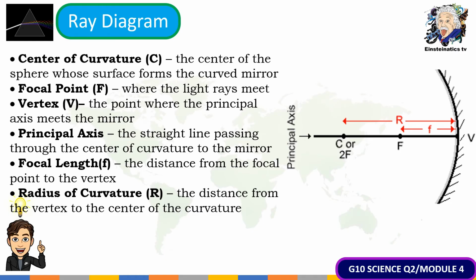The vertex, this is the point where the principal axis meets the mirror. The principal axis, wherein it is a straight line passing through the center of curvature to the mirror. You have also the focal length na na-define na natin kanina. This is the distance between the focal point to the vertex, and of course, the radius of curvature, which is ito yung distansya between the vertex to the center of curvature.